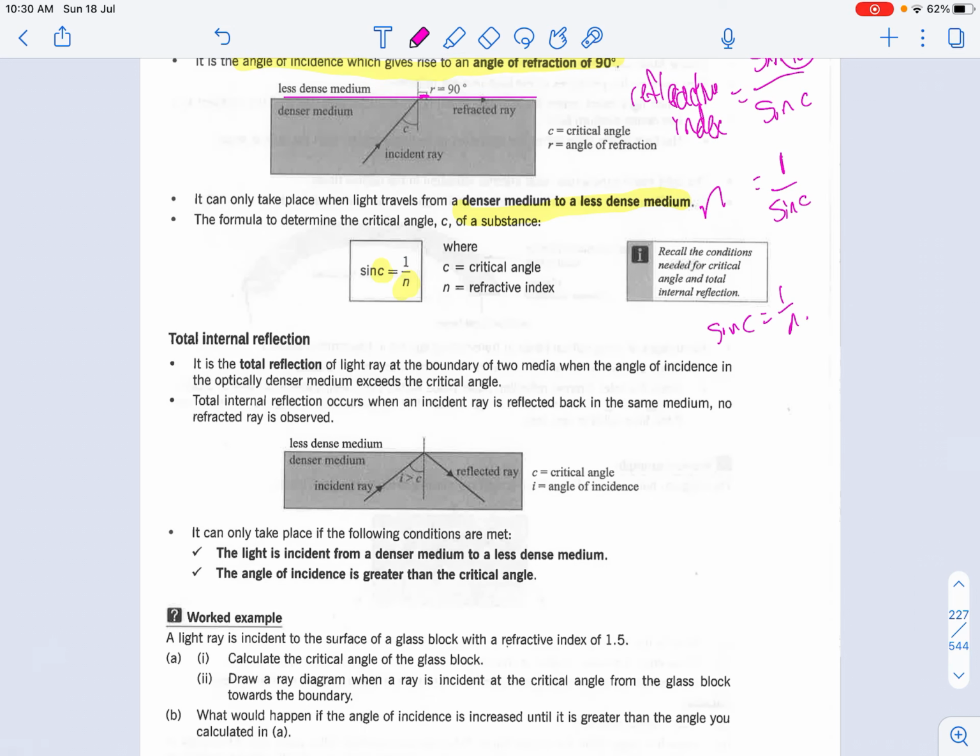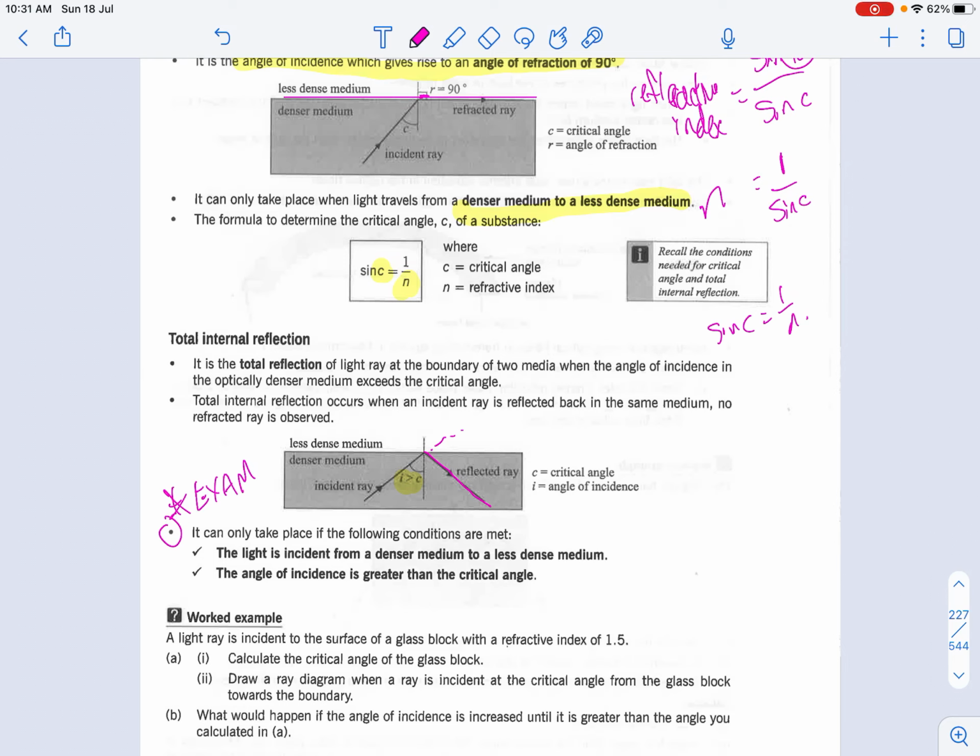Okay, next is total internal reflection. So total internal reflection of a light ray at the boundary of two mediums will happen whenever your incident angle is more than your critical angle. What this means is that this will cause your ray to reflect inwards again, rather than pointing outwards. Okay, so this is where the light is incident from a denser medium to a less dense medium, and the angle of incidence is greater than the critical angle. These you have to remember in exam, as these are the two conditions for total internal reflection to happen.